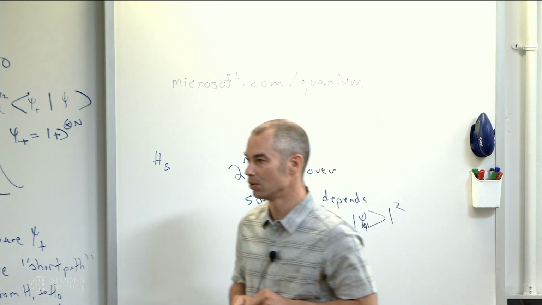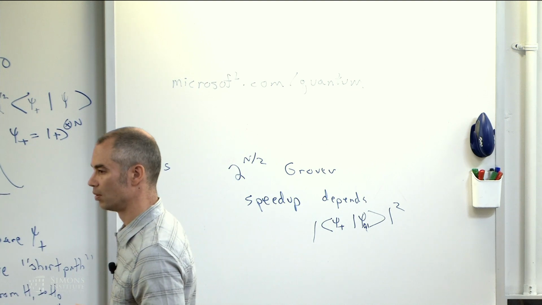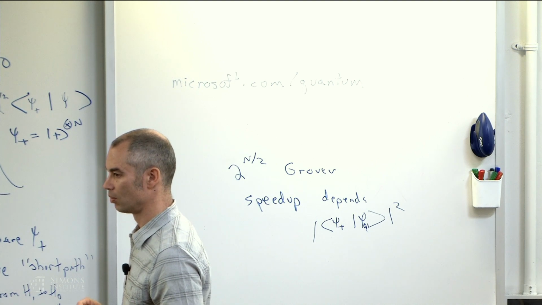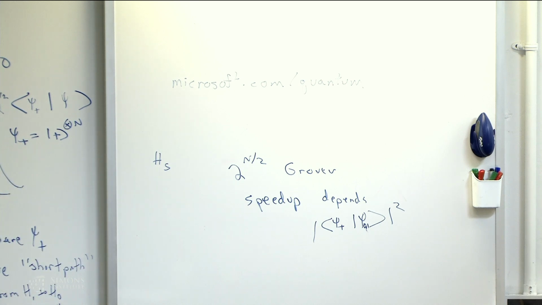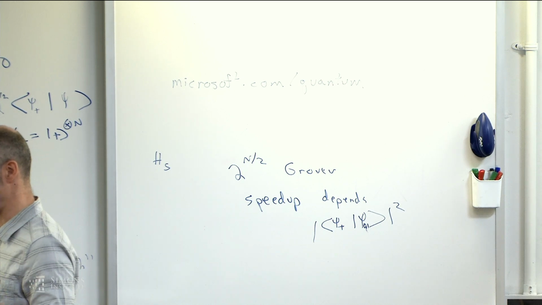Can I ask, the difference between what you wrote on the board and the adiabatic algorithm is that you're not starting in the ground state? We're not starting in the ground state. There are actually 3 distinct differences. One is we're not starting in the ground state. So that's sort of the short path thing.